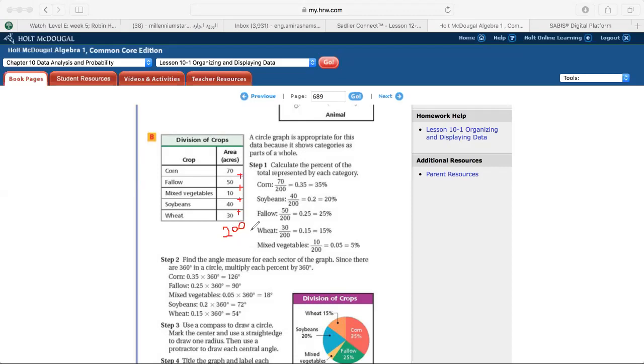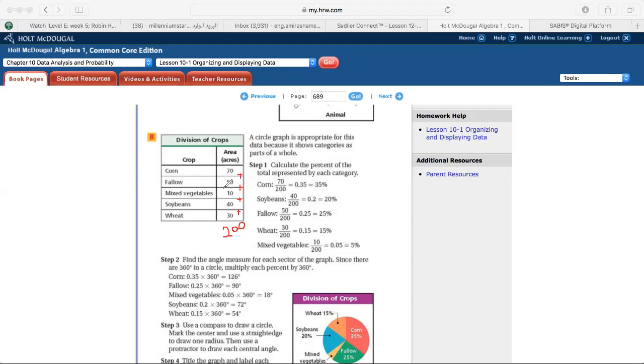Okay, girls, if you follow all the steps, step 1 and 2 and 3, you will be able to draw a circle graph. Now I'm going to calculate the percent of the total represented by each category. The corn is 70 over 200. 70 over 200 is 0.35. If I make it a percent, it will be 35%. If I keep it as a decimal, it will be 0.35.